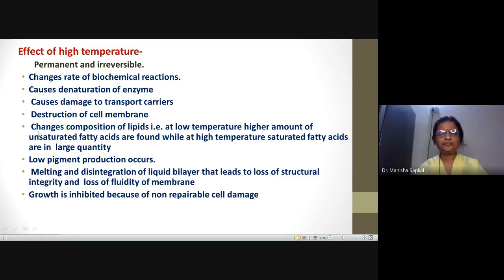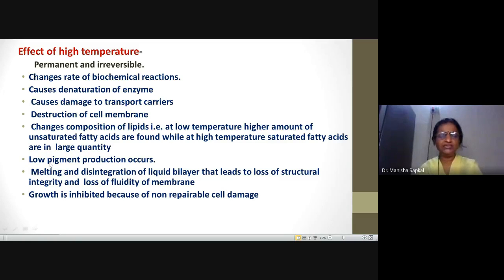High temperature causes changes in the composition of lipids. Now, where are lipids present? Lipids are especially present in our cell membrane. At low temperature, higher amounts of unsaturated fatty acids are found, and at very high temperature, saturated fatty acids are largely found in the cell membrane. So that is the change that occurs at high temperature.